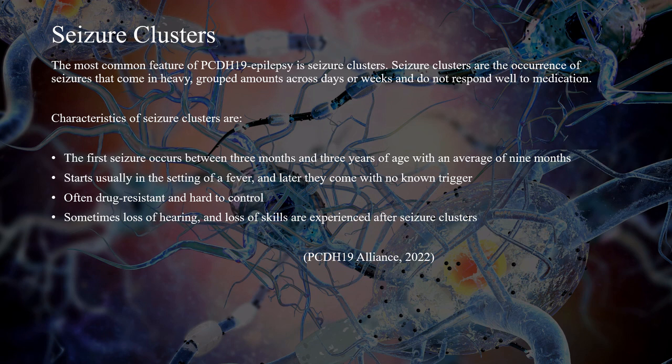Seizure clusters are the occurrence of seizures that come in heavy, grouped amounts across days or weeks and do not respond well to medication. Characteristics of seizure clusters are: the first seizure occurs between 3 months and 3 years of age, with an average of 9 months, usually in the setting of a fever, and later they come with no known trigger, often drug-resistant and hard to control. Sometimes loss of hearing and loss of skills are experienced after seizure clusters.